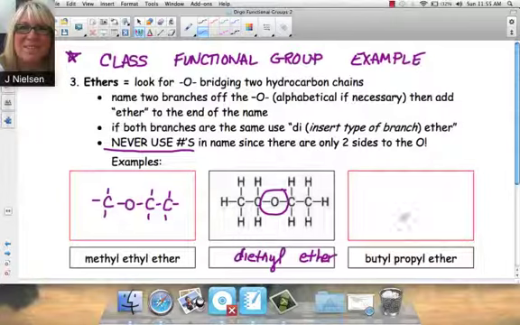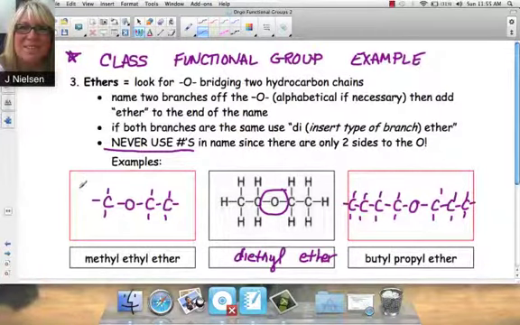In this last one, they want us to draw butyl propyl ether. I'm going to start by drawing my O in the middle. We know butyl means four C's, so I'm going to draw my four C's. And then I'm going to draw the appropriate amount of H's that go with it. And then on the other side of the O, I've got propyl, which is three C's with the appropriate amount of H's. So this is simply butyl propyl ether.